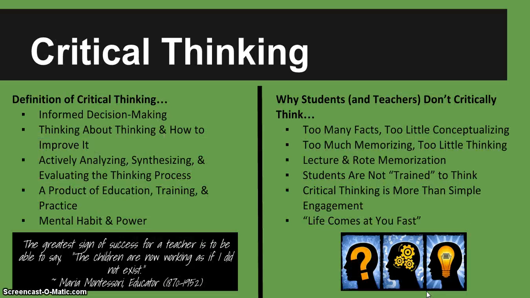So when we think about rigor and what it is, it's really critical thinking. It's those high levels of thinking. So when we define critical thinking, it's an informed decision-making process. It's thinking about thinking and how do we improve it. So you have to be actively analyzing and synthesizing and evaluating a specific process. It has a product of education, it is training and practice, and it's really a mental habit and power.